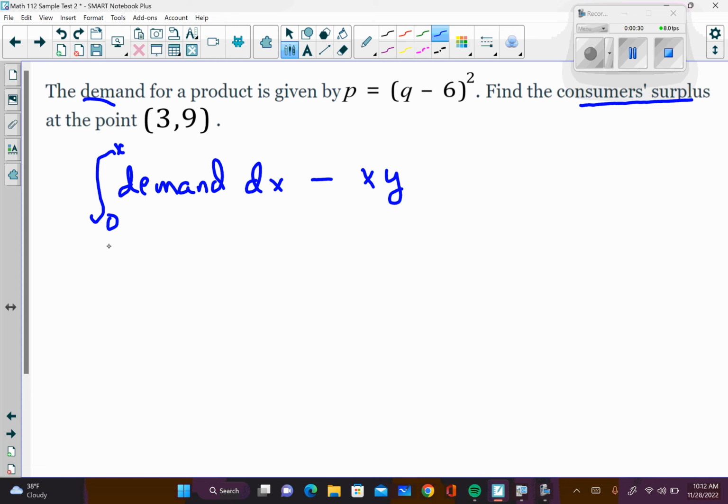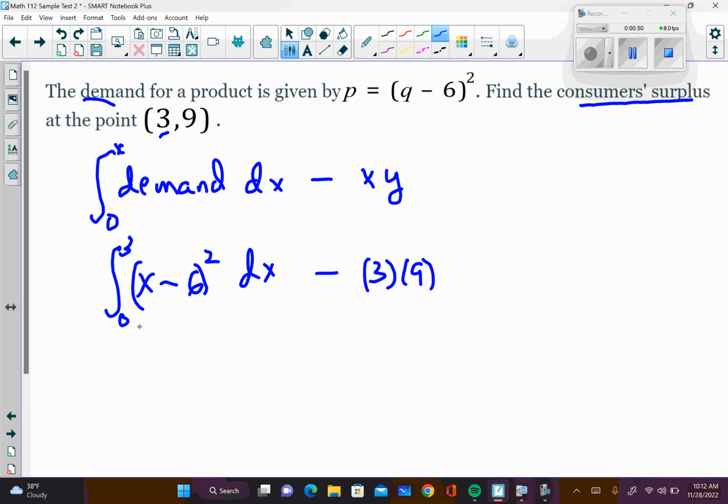In this problem, we're going to integrate the demand function, which is (x minus 6) squared. I'm making all the q's x's, dx, from 0 to the x coordinate. And then after this integral, it's minus the product of the coordinates of that point, 3 and 9. (x minus 6) times itself is x squared minus 12x plus 36. I'm going to integrate that from 0 to 3, and then after we get the integral, we subtract 27.